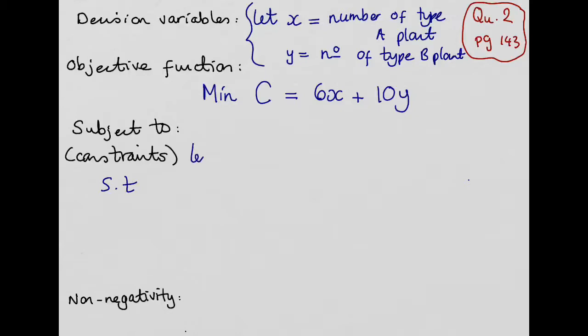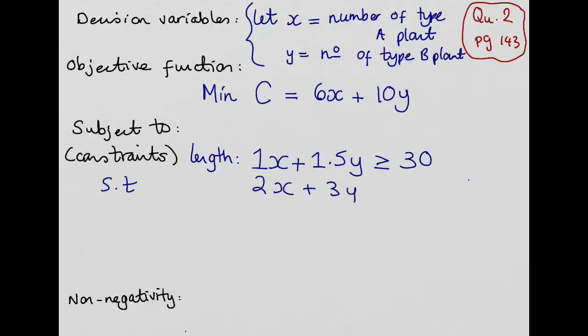Now I'm going to have a constraint about length because it tells me that type A plant is 1 metre in length, type B plant is 1.5 metres in length, and we've specified that the display has got to be at least 30 metres in length. So 1x plus 1.5y has to be at least 30 metres. So that's one of the constraints that we've been given. I would go through and times all of this by 2 just for when I wanted to plot it. So that's the original constraint, but this second one here would be a lot easier to plot on a graph.